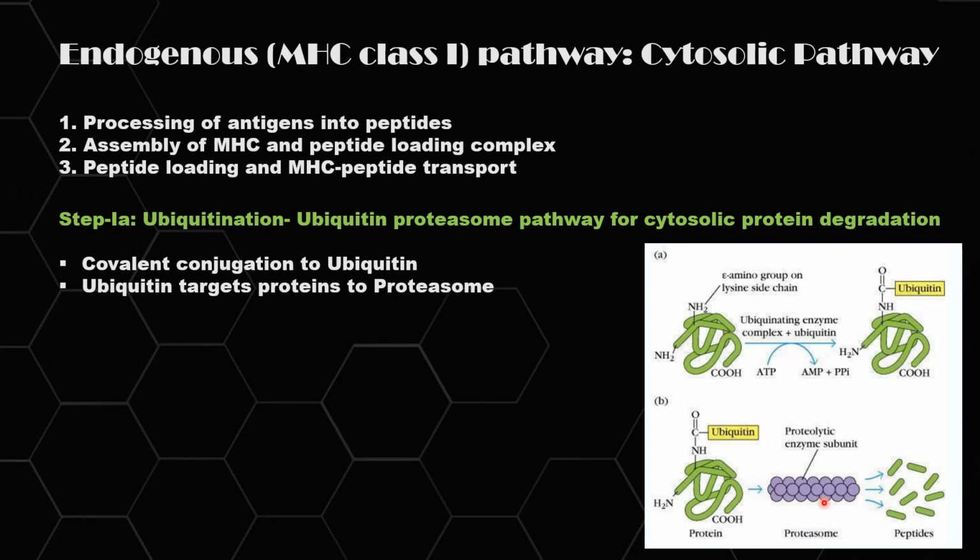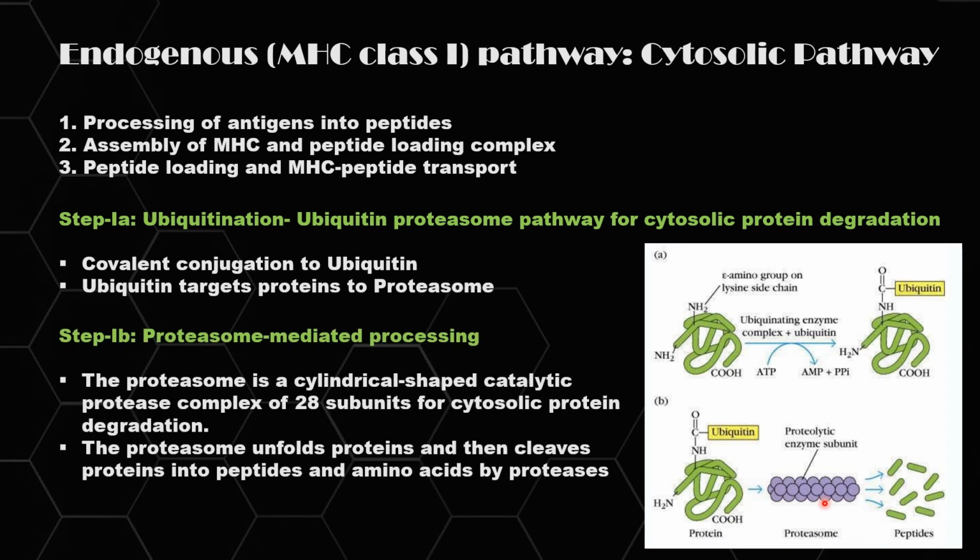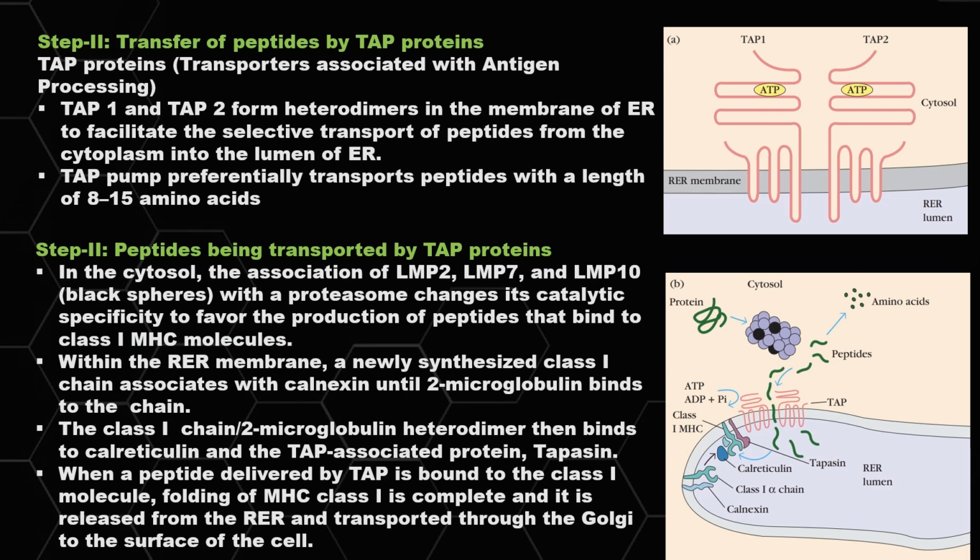The proteasomal assembly is a cylindrical shaped catalytic protease complex of 28 subunits for cytosolic protein degradation. First it unfolds the protein and then cleaves the protein into smaller peptides or amino acids by proteases. So this is step 1 of the endogenous pathway. Then you have step 2, where there is a transfer of peptide by TAP proteins.